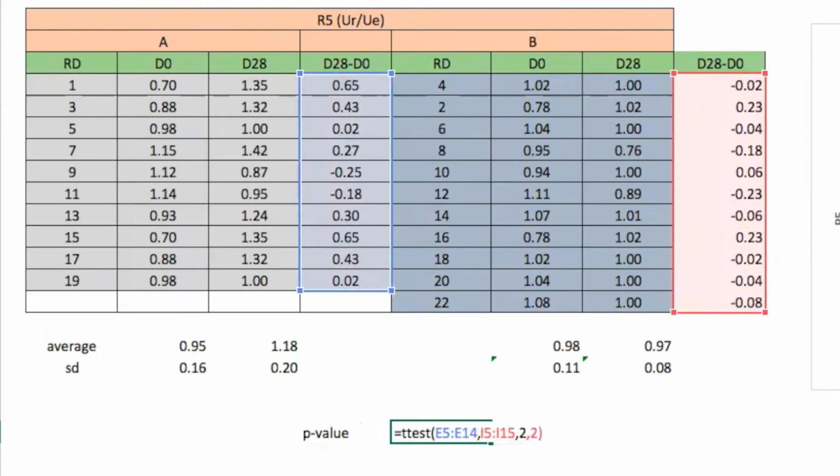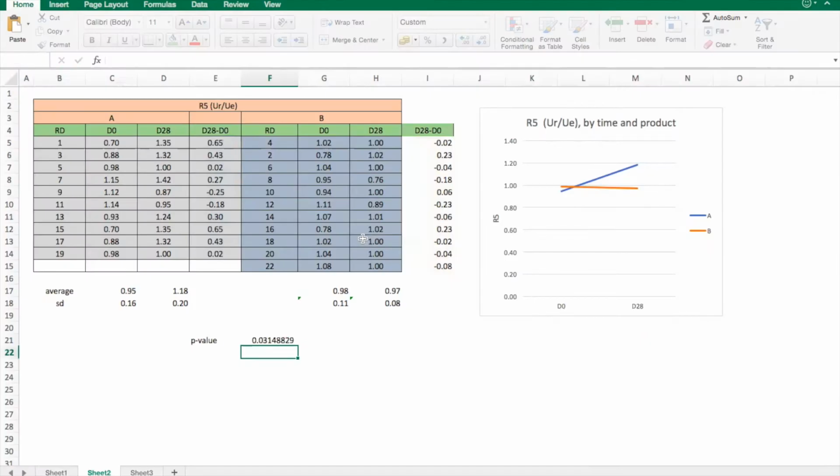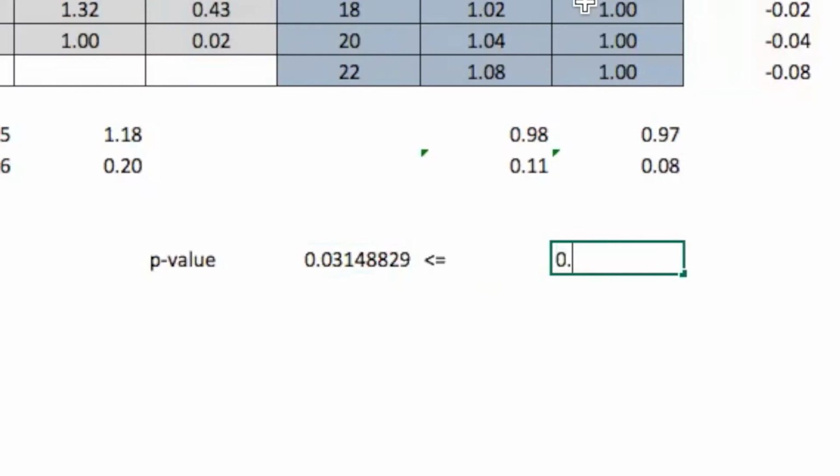Remember, the second 2 means whether we are looking for paired or independent samples. In earlier videos, we have used 1 because we were looking at paired samples. Right now, we are looking at 2 independent samples. So it equals 0.03, which is less than the conventional or traditional 0.05 level, that is 5% significance level.